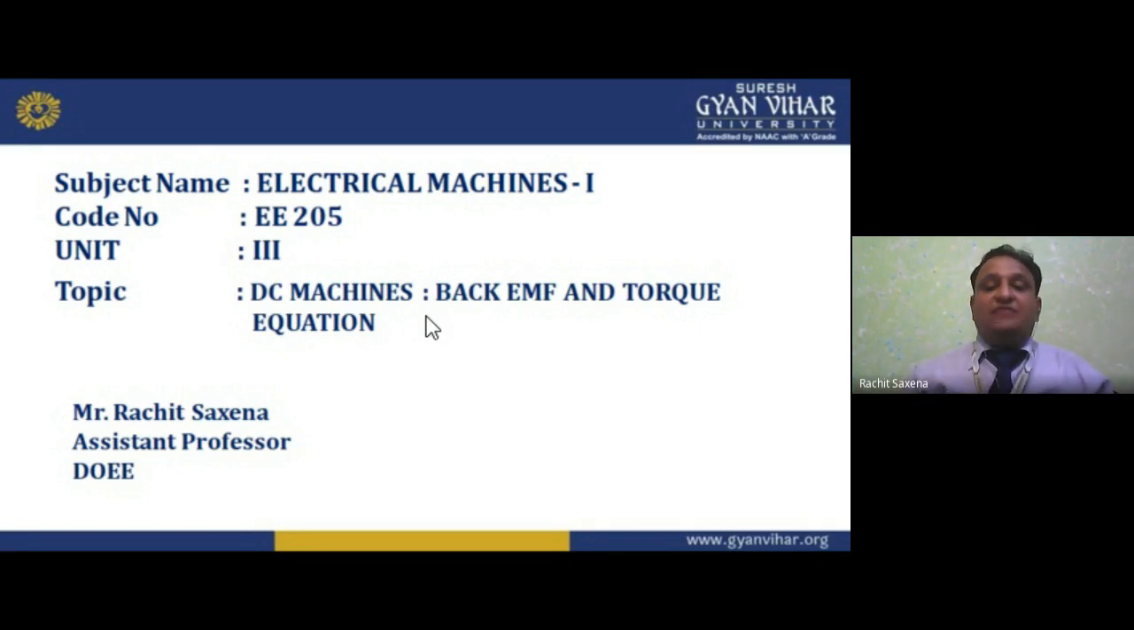If I'm talking about the generator, in a generator we convert mechanical power into electrical power. We connect a prime mover to the rotor, which initially gives the mechanical power and starts rotating. When we give mechanical power and rotate in the clockwise direction, we use Fleming's right hand rule. The basic principle is Faraday's law of electromagnetic induction.